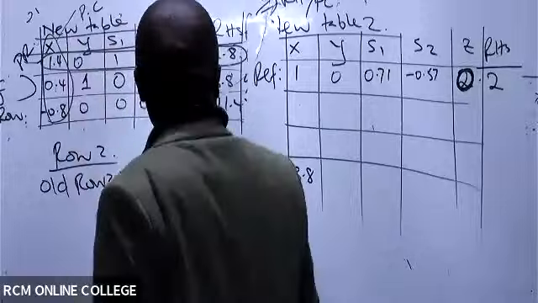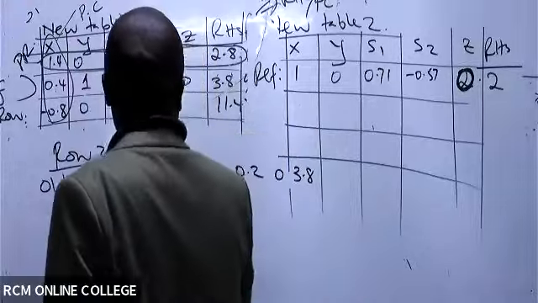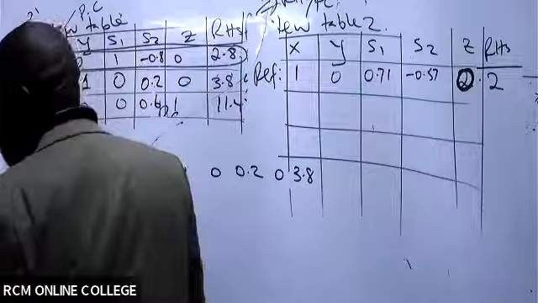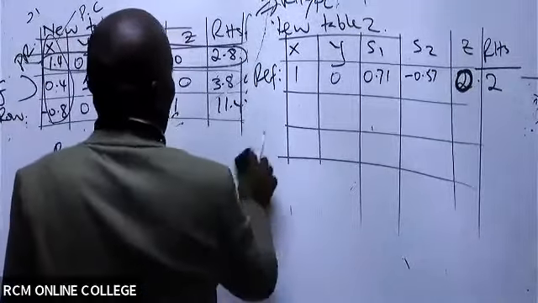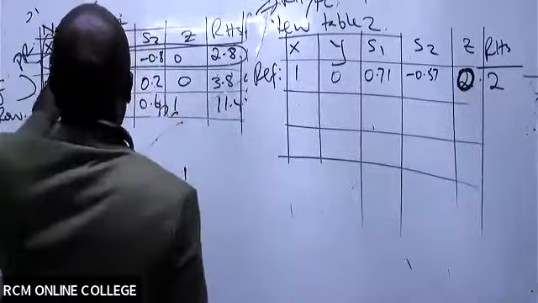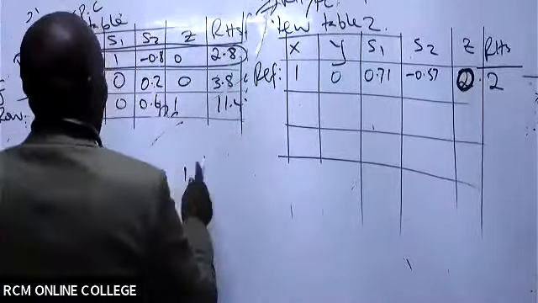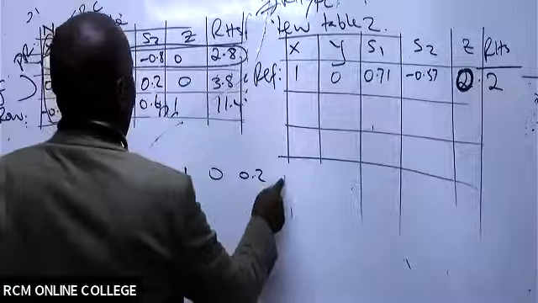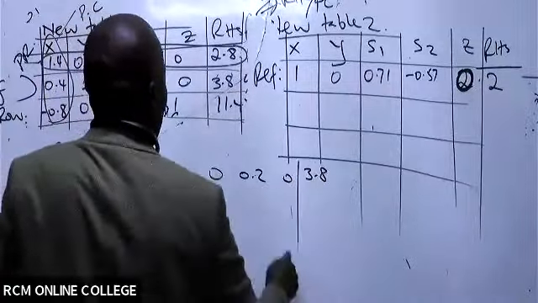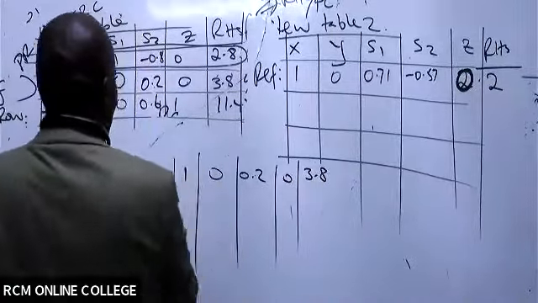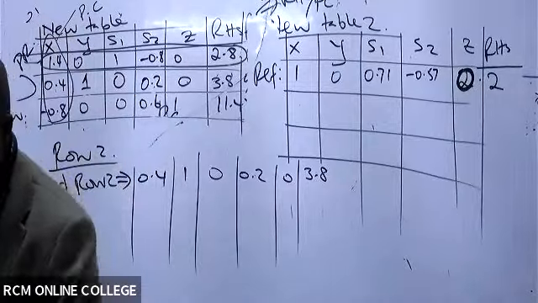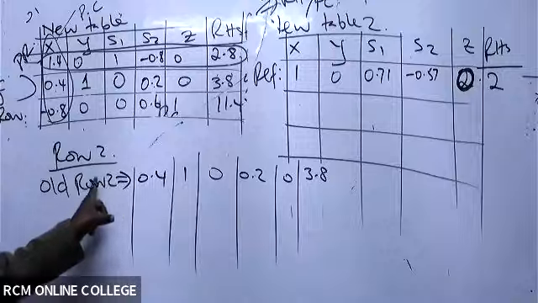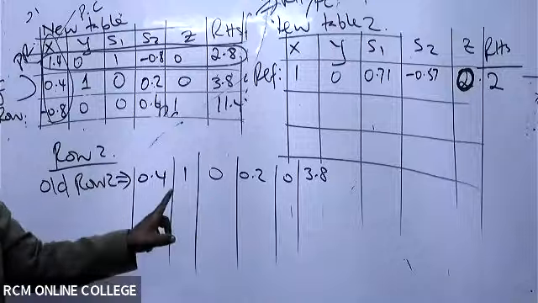Thank you so much. Now we want to get row 2. So it is 0.41, 0, 0.20, 3.8, like that. So then where is the pivot column? The pivot column is on top of which number in this row 2? Oh, they're not giving me the answer.